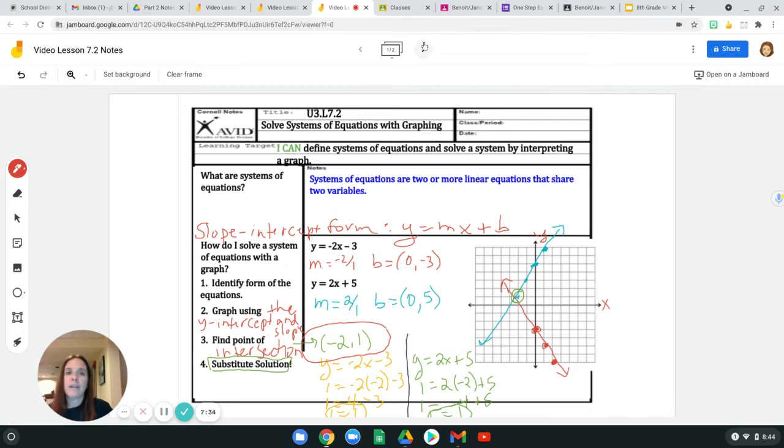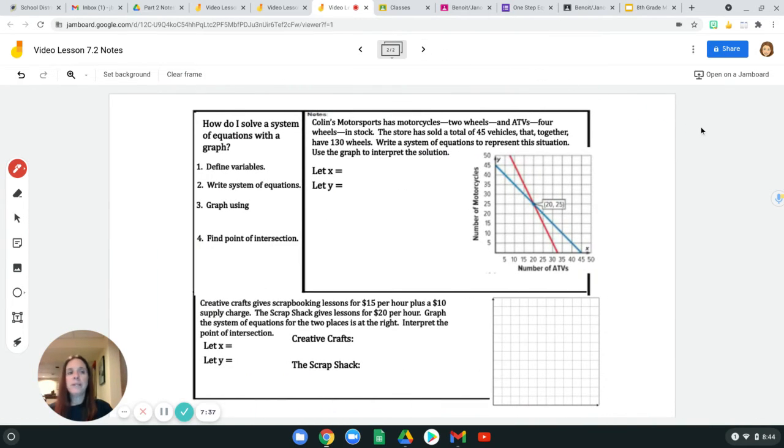Now, let's look at a real world problem where you would need to then interpret what the point means for that situation. So we're going to jump down to actually just the second problem here. And we might come back in class time to do the first one. Same steps, or not same steps, actually, we have some different things going on here when we have a word problem. So we need to define the variables first. We need to write the system of equations, so we're not given the 2 linear equations. We're going to graph still using slope-intercept form.